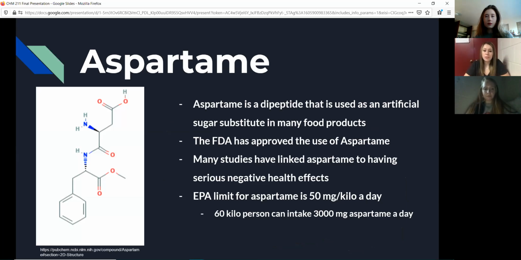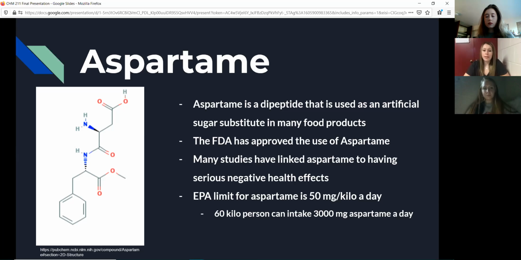Aspartame has been approved by the FDA to be used in these foods and to be consumed by the general public. There are suggestions for those who have pre-existing conditions such as phenylketonuria, PKU, which is a birth defect that does not allow the person to process the amino acid phenylalanine, which is present in aspartame.